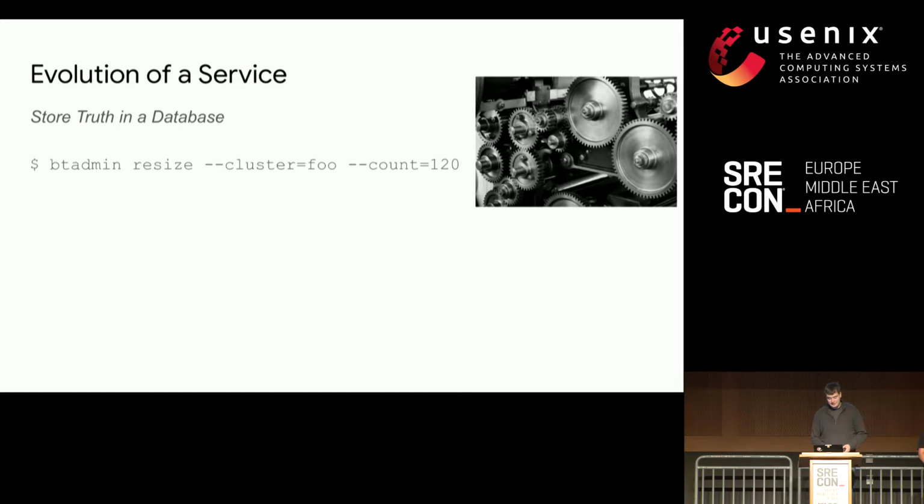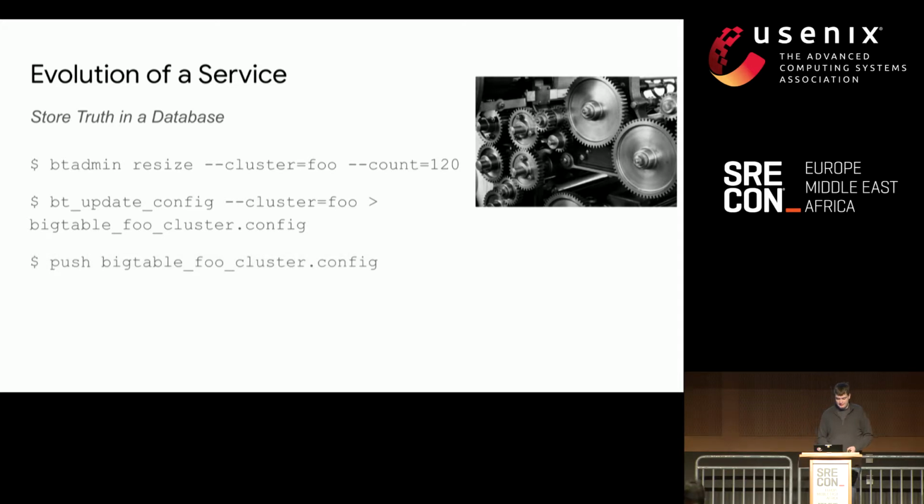So now instead of editing the file, we'll first run this command to change some information in the database. And then we'll run this other new command, which will take the current copy of the database and dump it out into a fresh new config file that overwrites everything that's currently there. And then we'll push it out to production using the same command we had before. So this is getting a lot better, but an SRE still needs to be involved. And I don't know about you all, but I really dislike manually pushing resize changes to production.